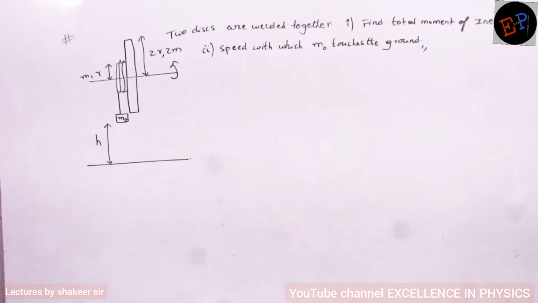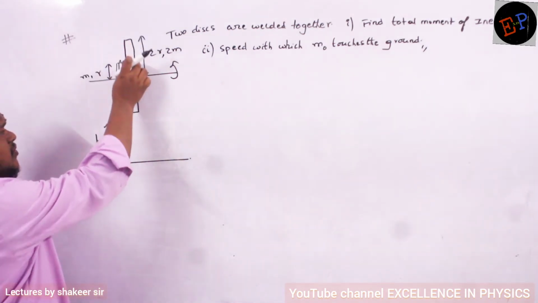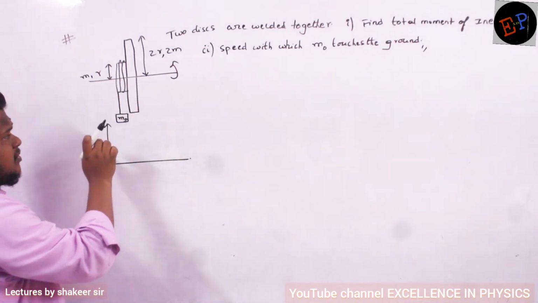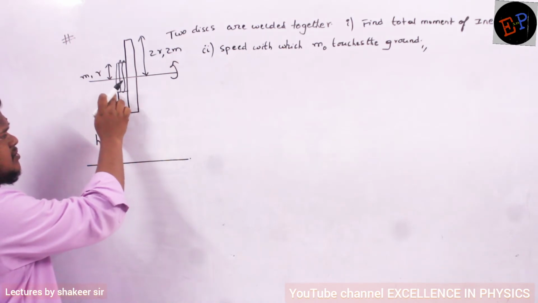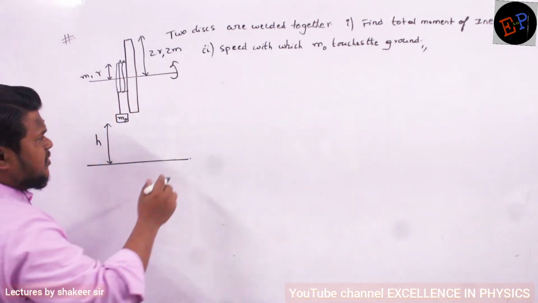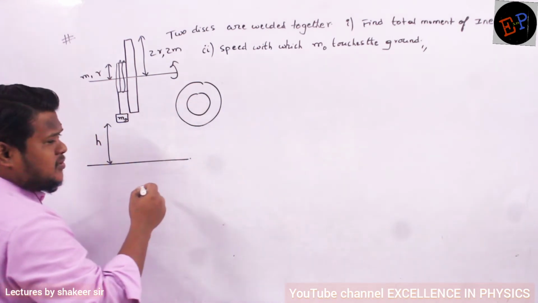Okay. See, here these are two discs. This is one disc, this is another disc. So this is the common axis through which these discs can rotate, and these discs are welded together. It means this is one bigger disc and this is one smaller disc. Are you able to understand?